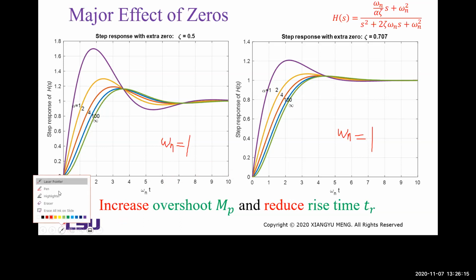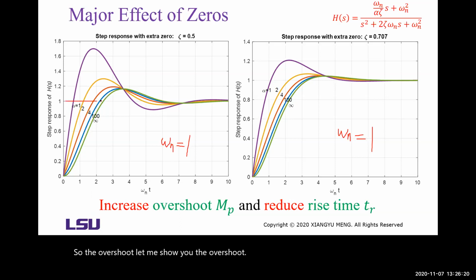So the overshoot, let me show you the overshoot. Here is the final value. This is the overshoot when alpha is 1. Overshoot when alpha is 2. And overshoot when alpha is 4. So this is the overshoot when alpha is 100. It has the same overshoot as the one without any zeros.